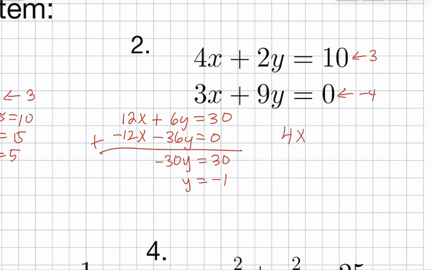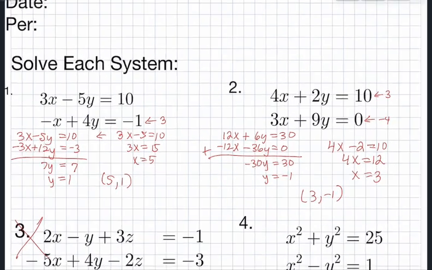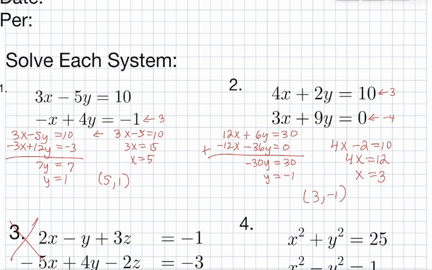I get 4x minus 2 equals 10, because 2 times negative 1 gives me the negative 2 that you see there. And then just solve. Add 2 to both sides. We get 4x equals 12, and then divide both sides by 4. You get x equals 3. And then write your answer as an ordered pair. So the ordered pair is (3, -1). So that is about our systems of linear equations. Again, that's just one way to solve that problem. There are multiple ways to solve these particular problems. Any questions about 1 or 2?